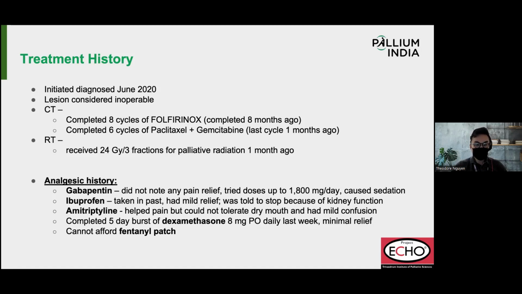For analgesic history, he has tried gabapentin, did not note any pain relief, and has tried doses up to 1,800 milligrams per day, and all it did was cause increased sedation. Ibuprofen taken in the past caused mild relief, but he was told to stop because of his renal function and previous AKI. He has used amitriptyline in the past. It provided some improvement in his pain, but he couldn't tolerate the side effects of dry mouth and had some mild confusion. He completed a 5-day burst of dexamethasone for the last week with minimal relief, and he could not afford a fentanyl patch because of his financial limitations.